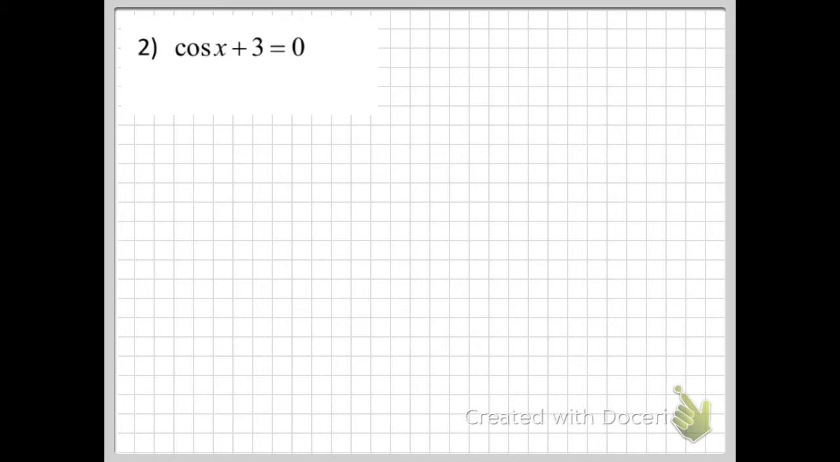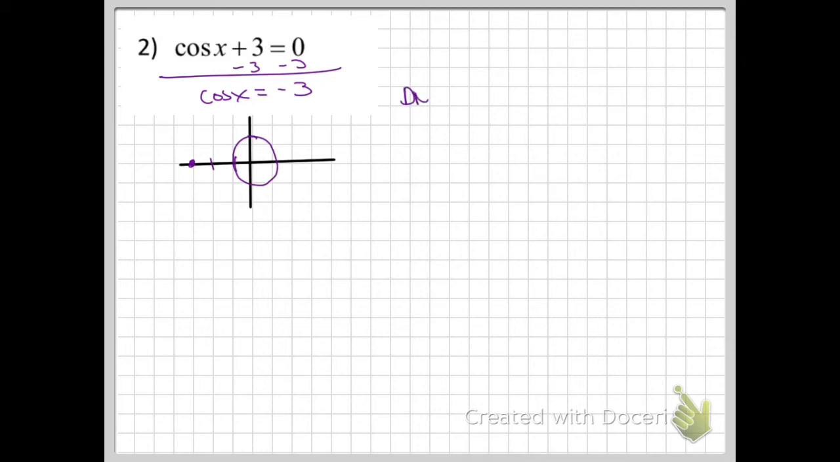I just have cosine x plus 3, so I'll move the 3 to the other side. Cosine x equals negative 3, little tiny unit circle. Where on the unit circle does cosine x equal negative 3? Well, cosine is the x value, right? Can it go out 3 units and be on the unit circle? No, the unit circle only goes out 1 unit. This does not exist. Here's the thing though.